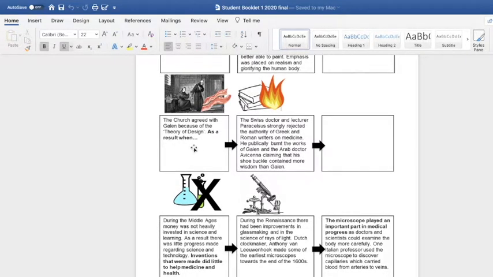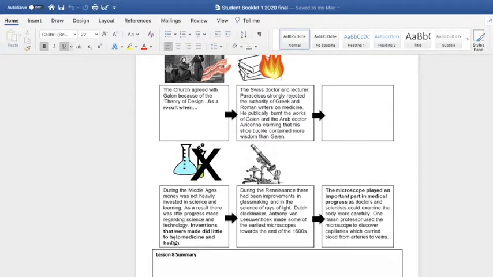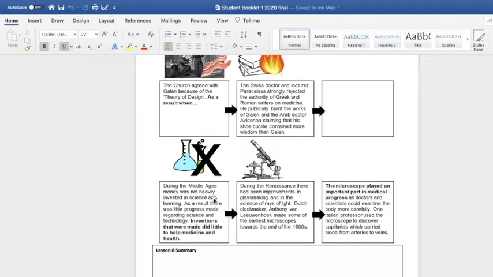Why the church? So the church agreeing with Galen's theory of design, and as a result, you should be thinking about, if someone was to challenge Galen, who might actually come to Galen's defense, and why would that be the case? And then the idea that the Middle Ages wasn't invested in science and learning at all. That wasn't their attitude in their society. And because of that, the lack of drive for learning and inquiry really made sure there was little progress.